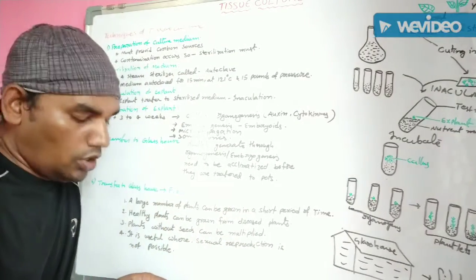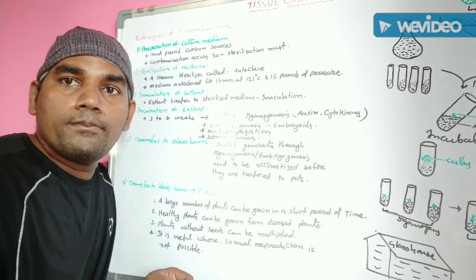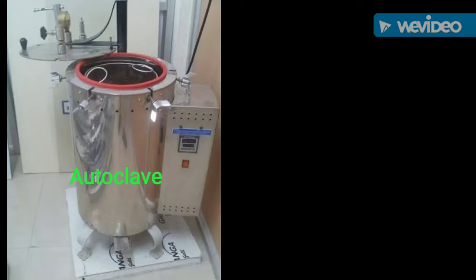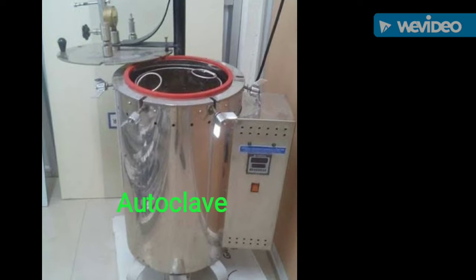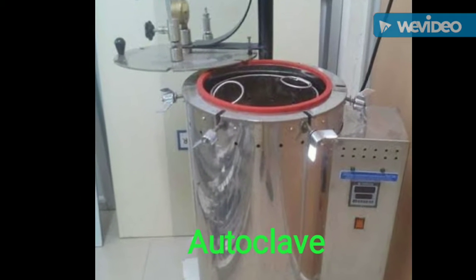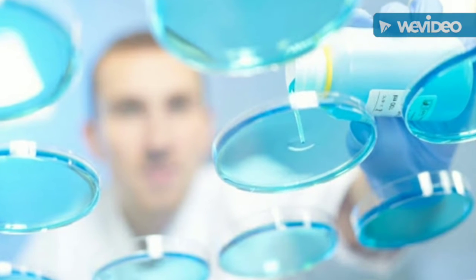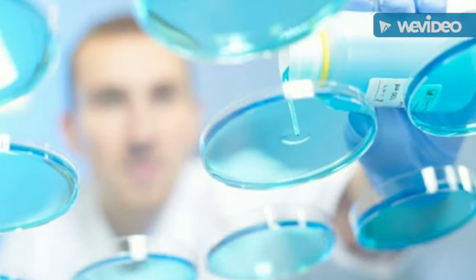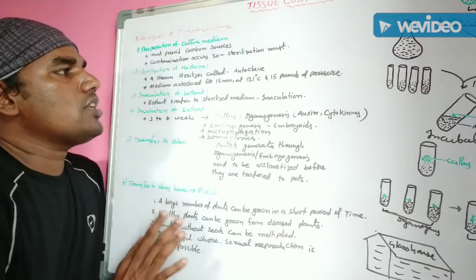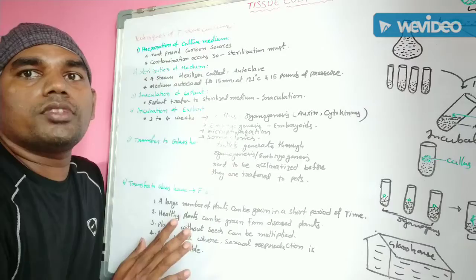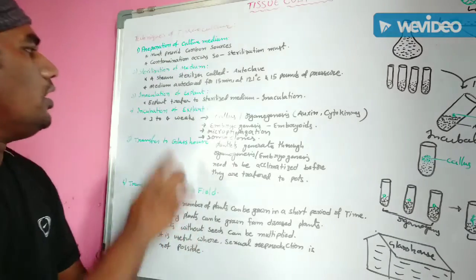Once see the autoclave diagram. Autoclave is essential for the sterilization of the nutrient medium.